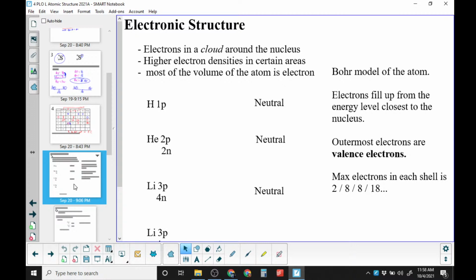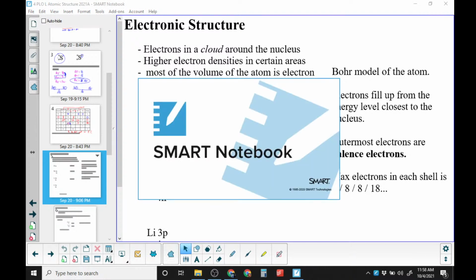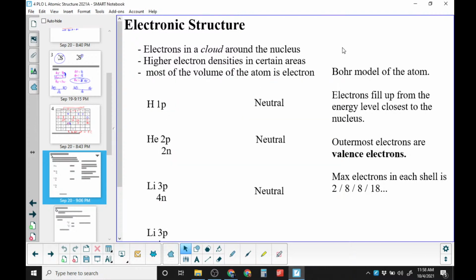Stop here, the third one. I would like you to draw the Bohr model of all three of these. Take the little notes that are on the side. And I'm just going to check who has finished.